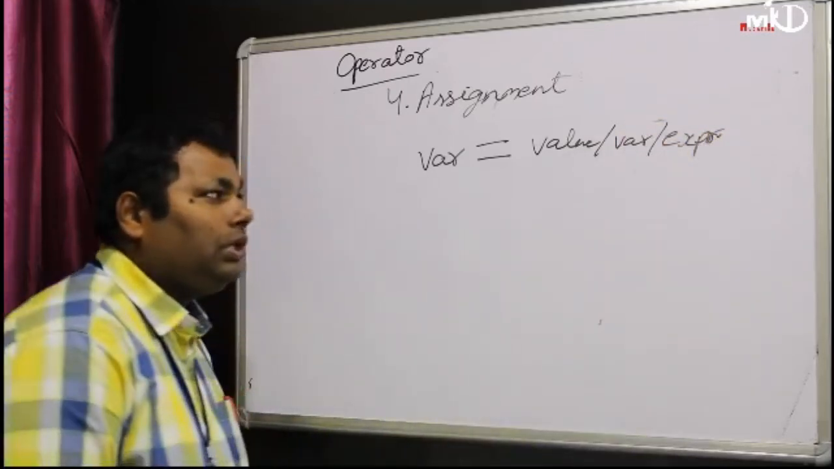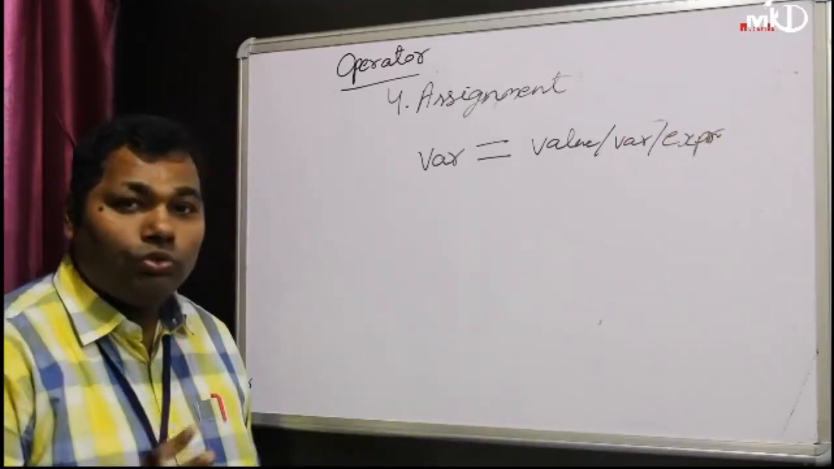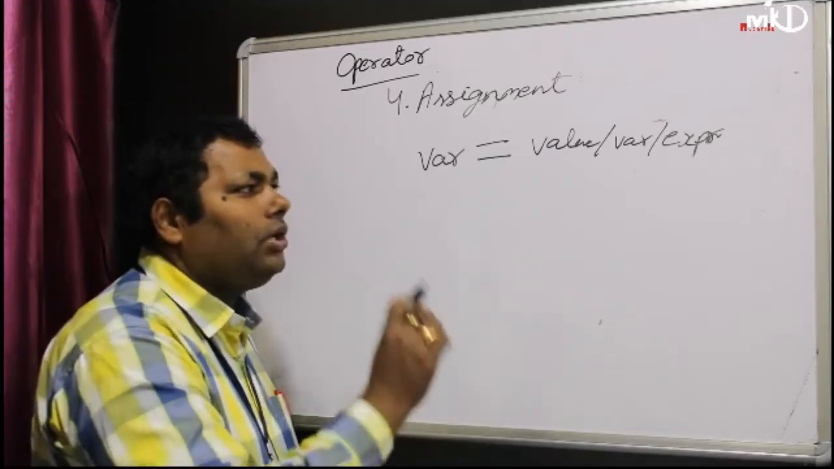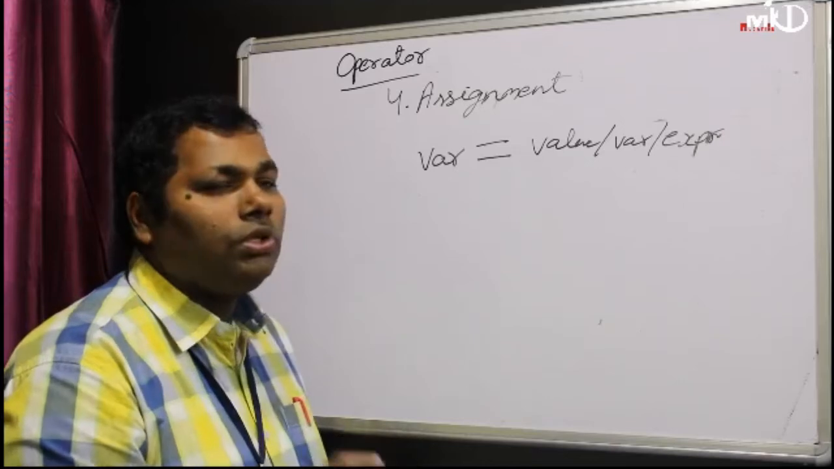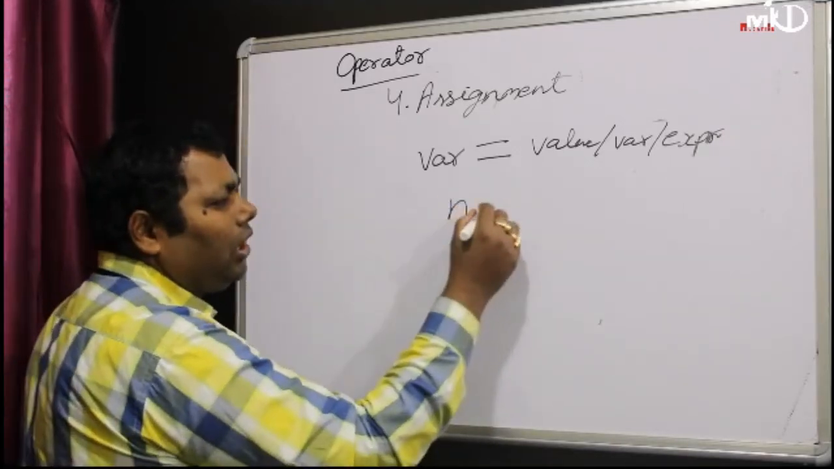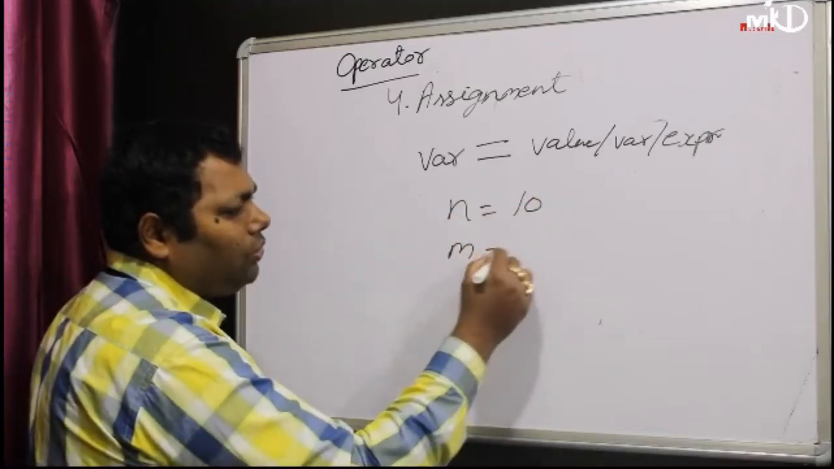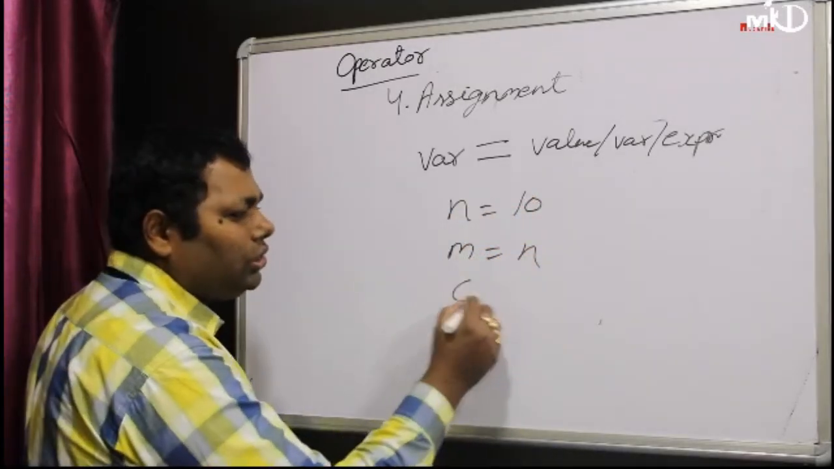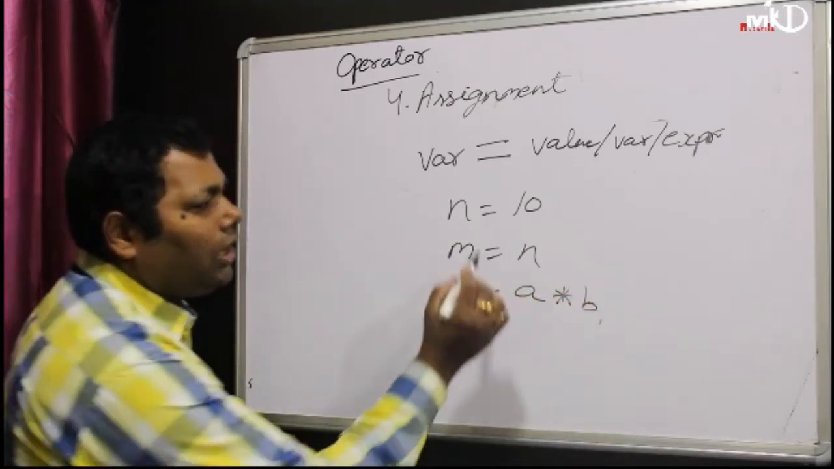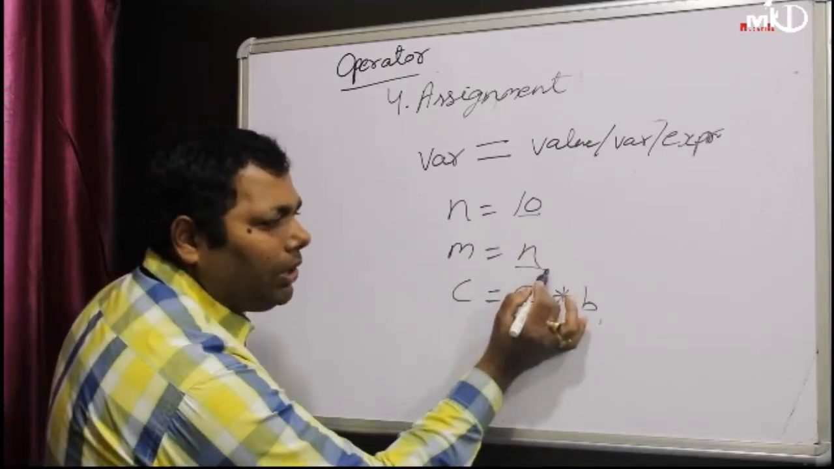So that means the assignment operator is always a binary operator which will take two operands. The first operand must be a variable and the second operand may be a value or variable or expression. For example, n equal to 10. m equal to n. Or C equal to A multiply B.